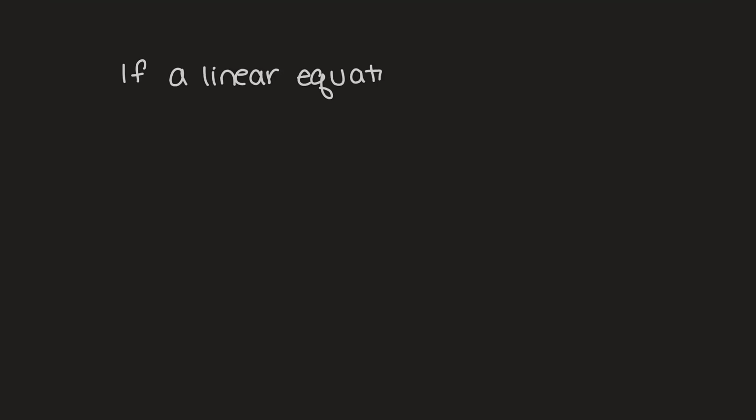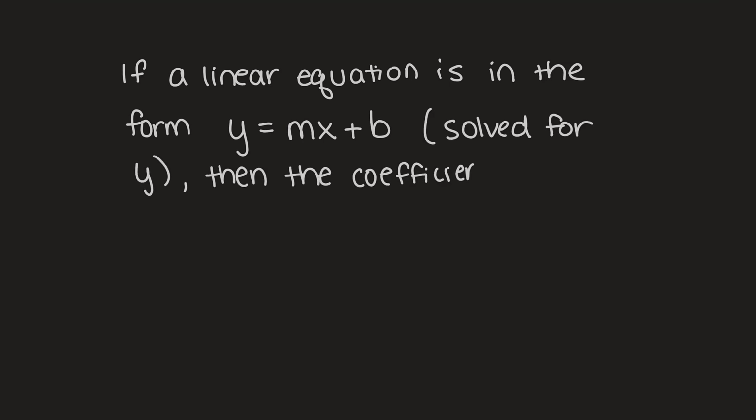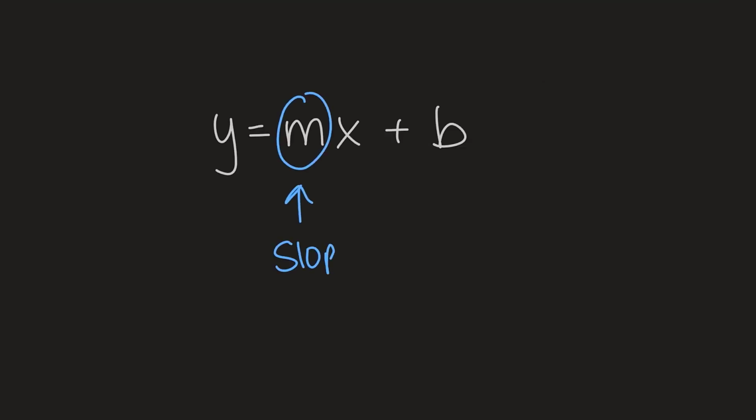So if a linear equation is in the form y equals mx plus b, which is solved for y, then the coefficient of x is the slope, m, and b is the y-intercept. So basically when an equation is written in this form, m is our slope, and b is our y-intercept.